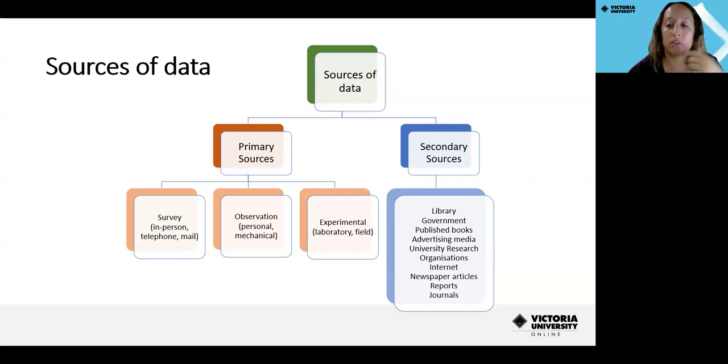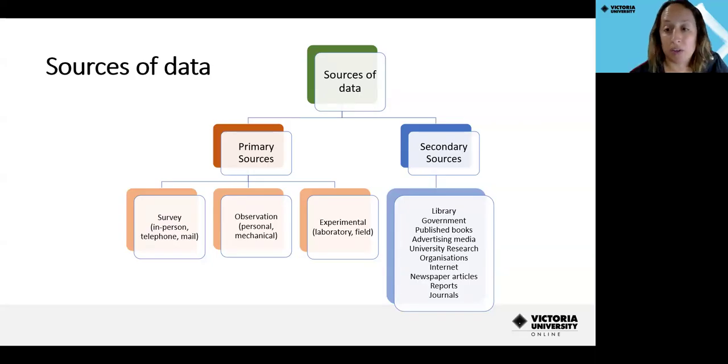can either be personal, where you're directly watching someone's performance or how they interact within a certain environment, or they can be mechanical. So, through videos and CCTV cameras, or even scanning and digital ways of observing how things are happening in an environment.